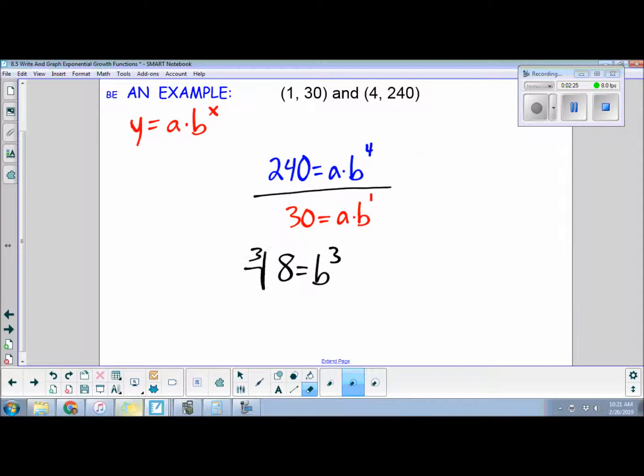At this point, I'm going to go ahead and take the 3rd root on both sides. 3rd root cancels out the 3rd power. And the cube root is pretty easy for this one. That means my b value is 2.